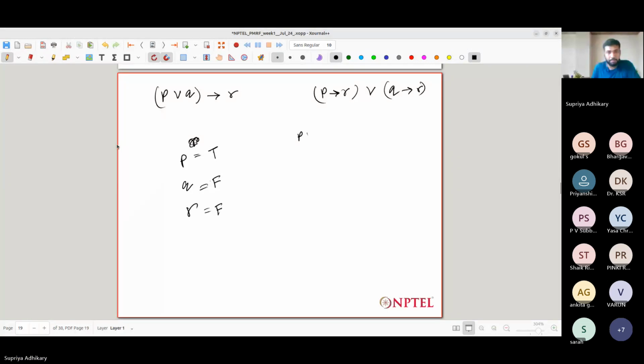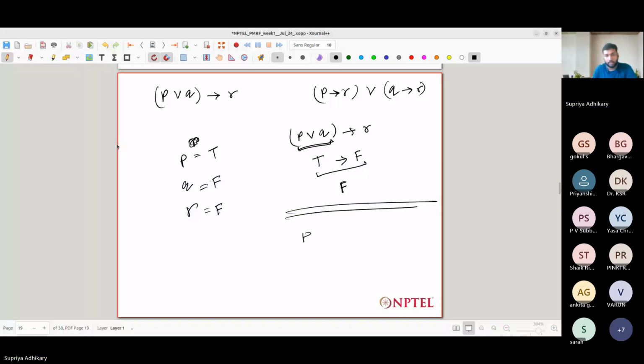So then P disjunction Q implies R. So this over here, P disjunction Q, it must have the truth assignment T, and R has the truth assignment false. So then T implies F. That means the hypothesis is true, but the conclusion is false. So this proposition must have the truth assignment F, false.